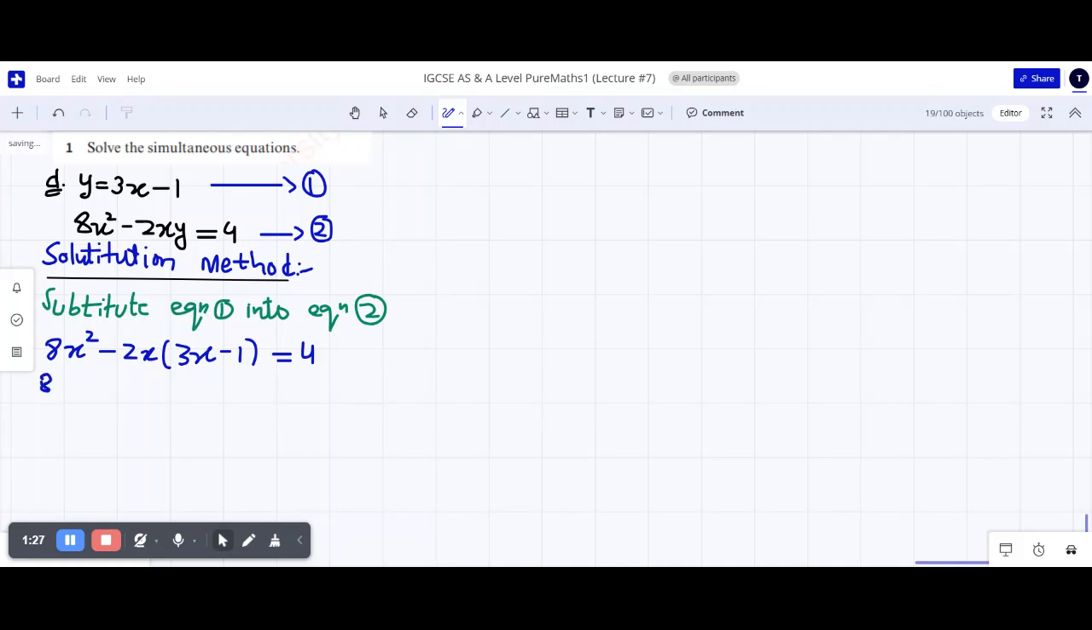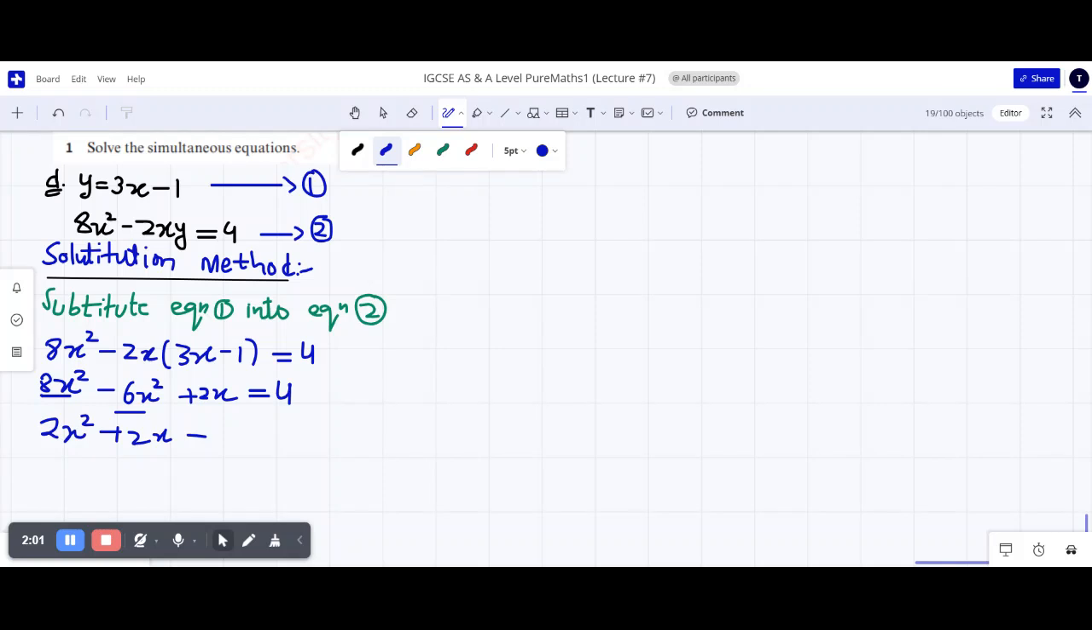Then we will expand the bracket, so it's 8x squared minus 2 times 3 is 6, and x times x would be x squared. Then minus minus makes plus, so 2 times 1 is 2, and x we will keep the same, which equals 4. Now these are like terms, so 8 minus 6 is 2x squared plus 2x. We will shift the 4 to the other side, so it would be minus 4, equals 0.